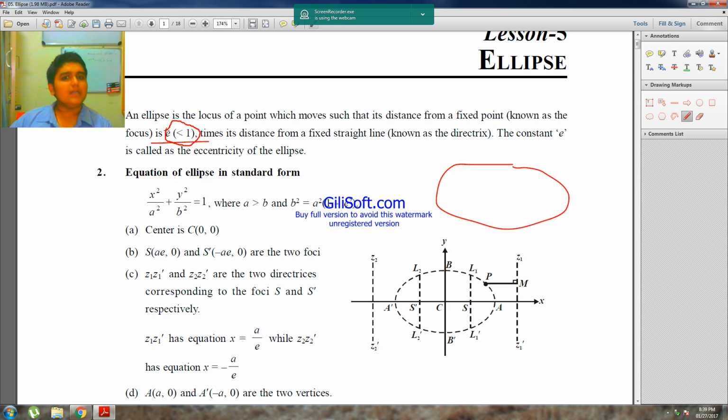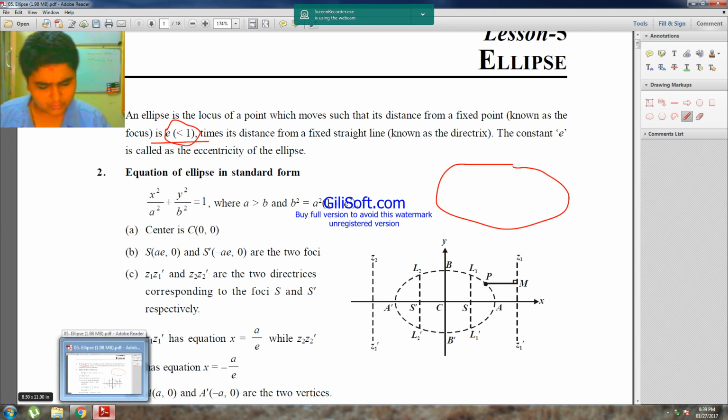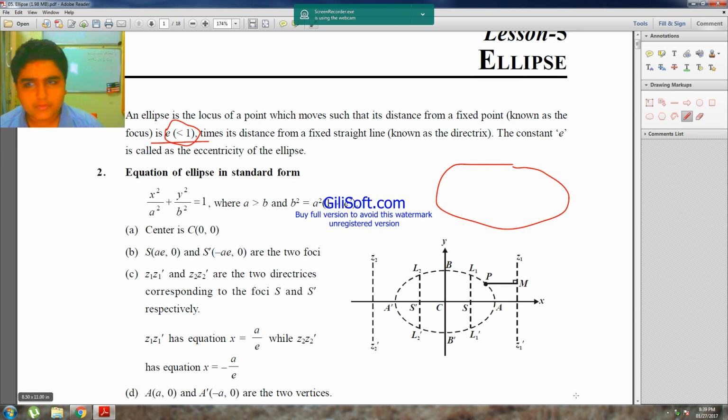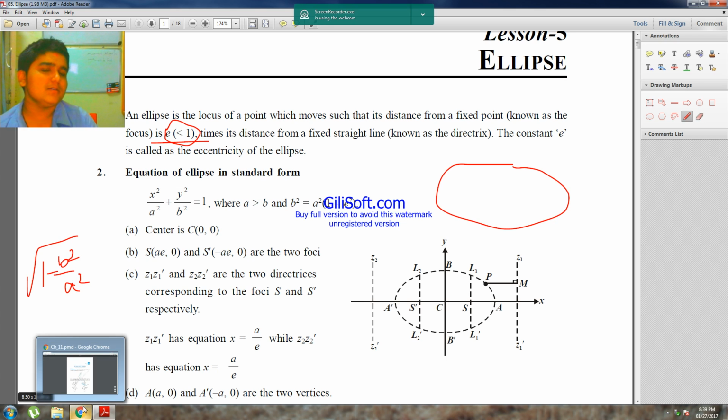What is eccentricity? You already studied this. The eccentricity of an ellipse is given by the square root of 1 minus b square upon a square. Basically, what is eccentricity exactly? That is nothing but the ratio of the distance from the focus to the distance from a fixed line, the line which we call the directrix.